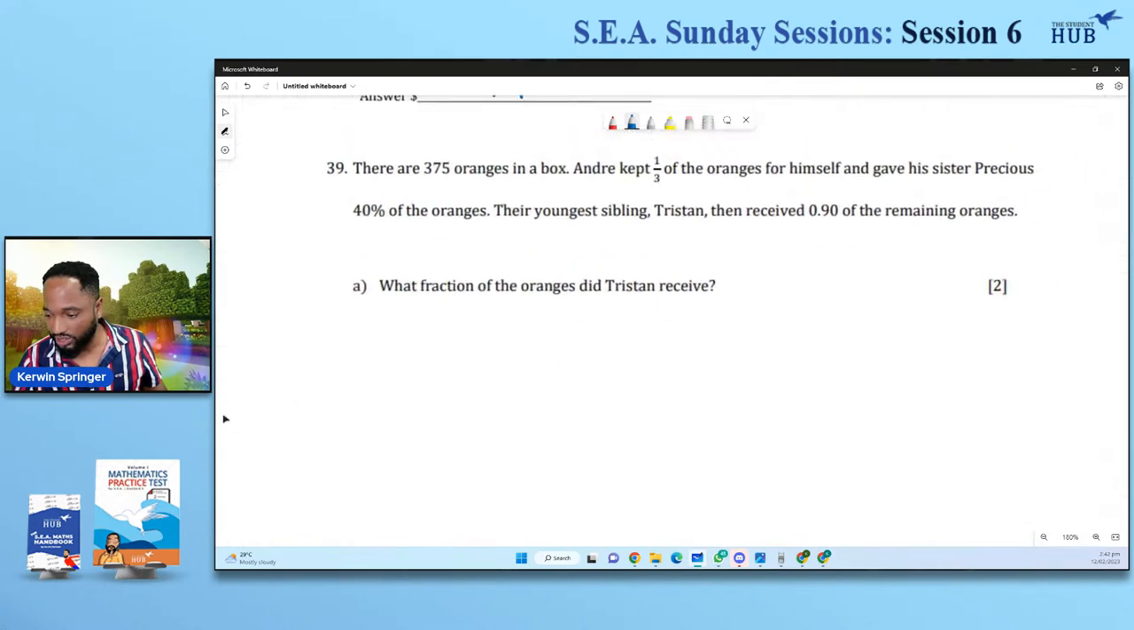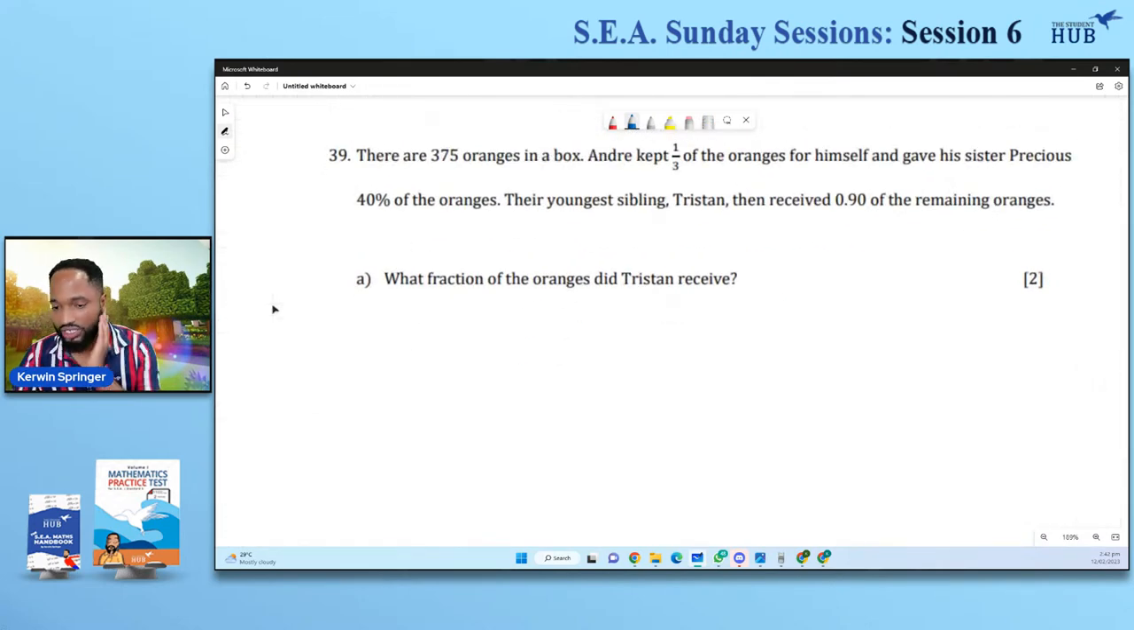Second to last question. There are 375 oranges in a box. Andre kept 1/3 of the oranges for himself and gave his sister Precious 40% of the oranges. The youngest sibling, Tristan, so it's 3 of them, then received 0.90. Wait, they actually use fractions, percentage, and decimals in this. Then received 0.90 of the remaining oranges. What fraction of the oranges did Tristan receive?